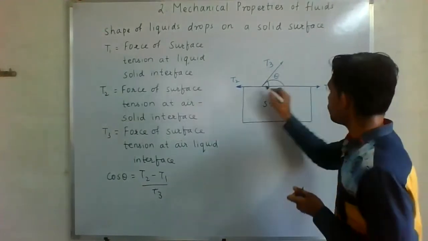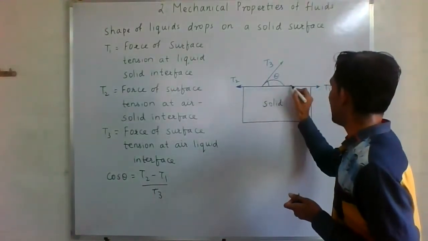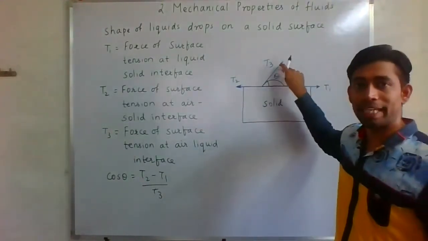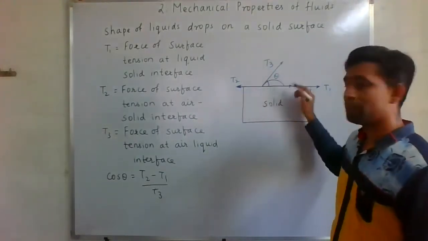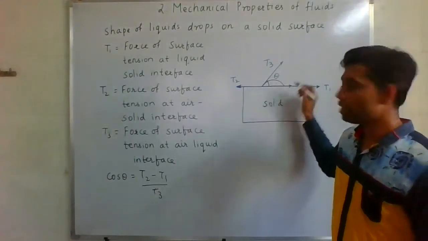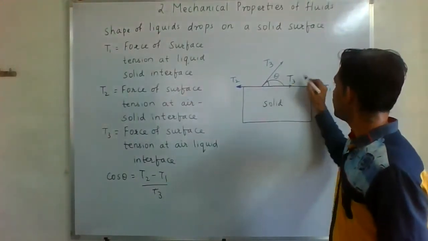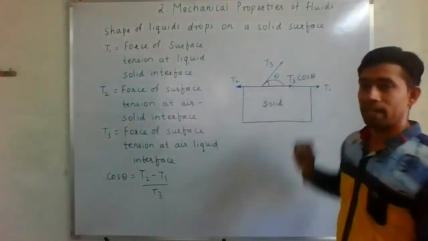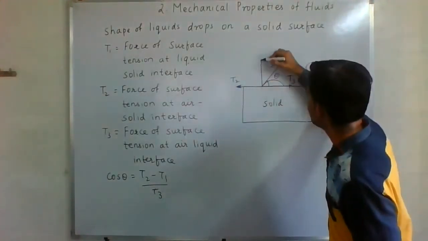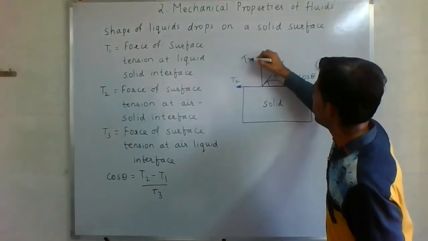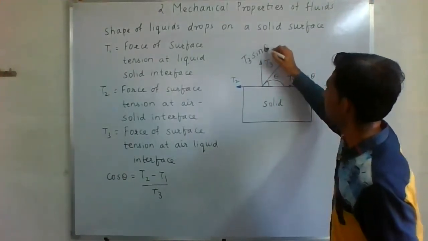T3 is making an angle theta with the horizontal surface. So that part will be denoted as cos theta, and I'll write this as T3 cos theta. And perpendicular to that will be your sin theta, so this will be written as T3 sine theta.